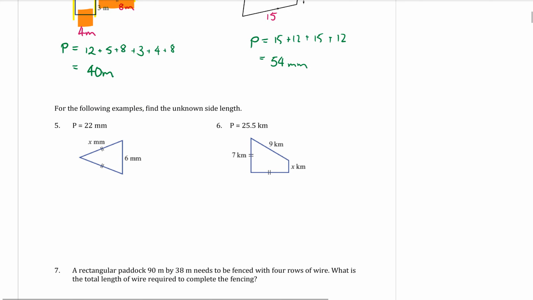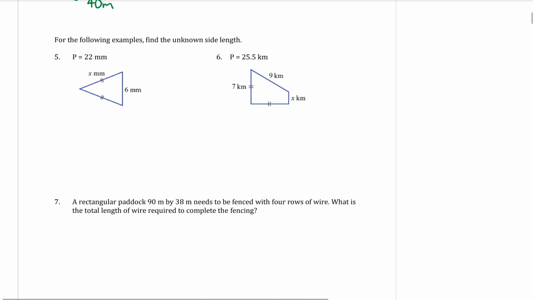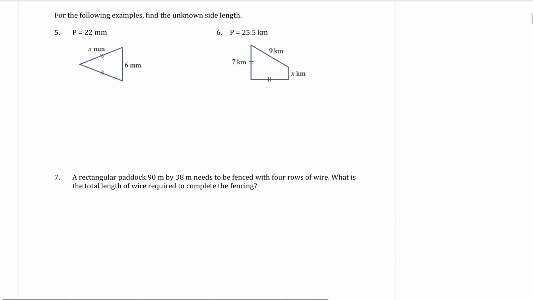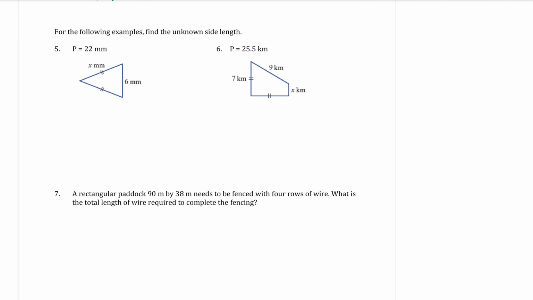Okay, question 5. For the following examples, find the unknown side length. So we're kind of working backwards in this question. We know that the perimeter is 22 meters, and we want to find out what x is, what this missing side is. Now, because of these markings, those two sides are the same length. So if this one is x, then this one here is also x.